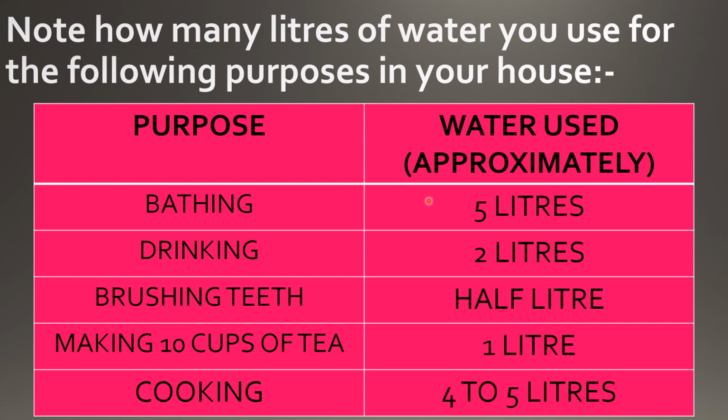So for bathing, approximately 5 liters is used, drinking 2 liters, brushing teeth half a liter, making 10 cups of tea a liter, and cooking 4 to 5 liters.